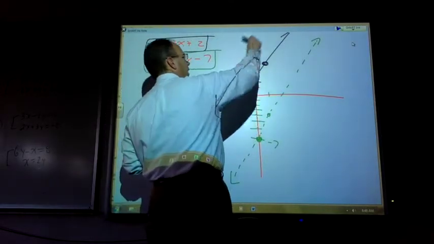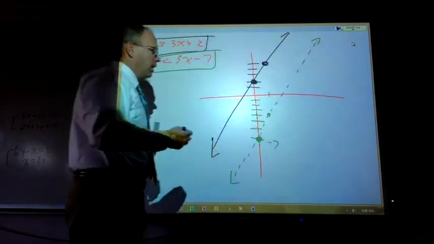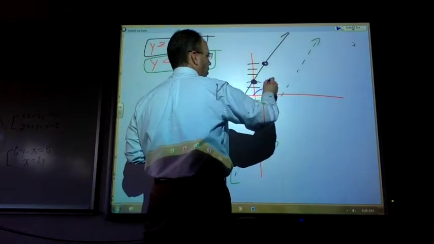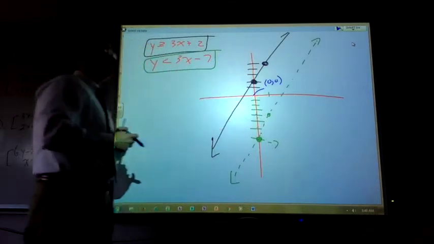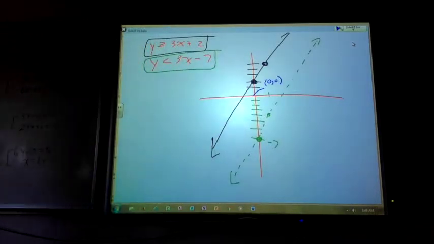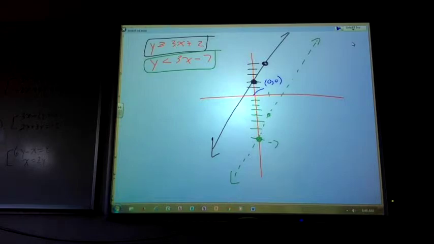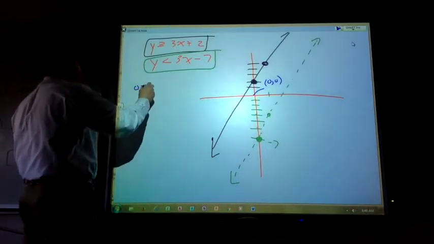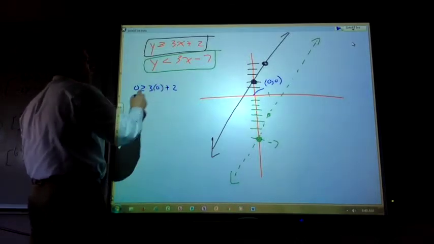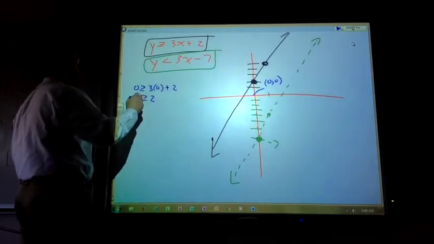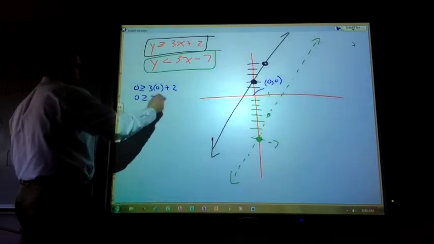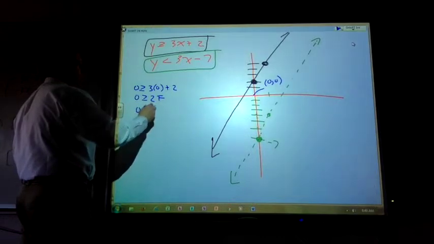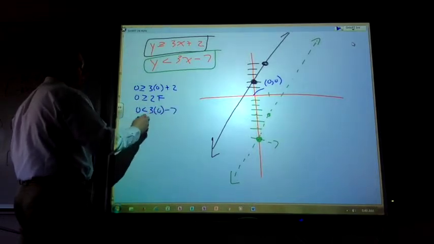We have this region in between here. We have this region out here. We have this region here. What does a good test point look like? 0, 0. Does everyone agree 0, 0 might be in between these two lines? And if that inside there gives me true, true, we're in good shape. So plugging that in, I get 0 is greater than or equal to 3 times 0 plus 2. So 0 is greater than or equal to 2. That's false. Let's try the other one. 0 is less than 3 times 0 minus 7. 0 is less than negative 7.